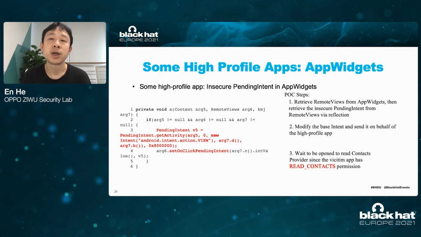The fourth one is in a high-profile app's AppWidgets. It is an insecure pending intent set via setOnClickPendingIntent. As we discussed before, the POC can act as an AppWidget host to retrieve RemoteViews from AppWidgets, then retrieve the insecure pending intent from RemoteViews via reflection, then modify the base intent and send it on behalf of a high-profile app. Then wait to be opened to read contact provider, since the victim app has read contacts permission.